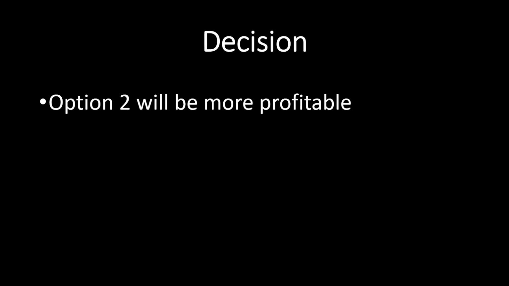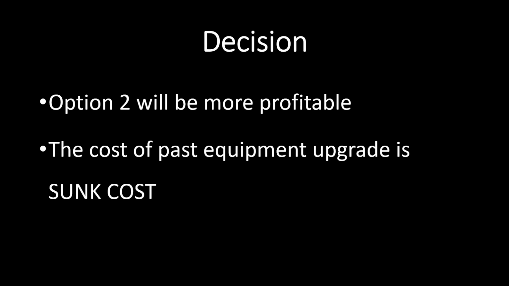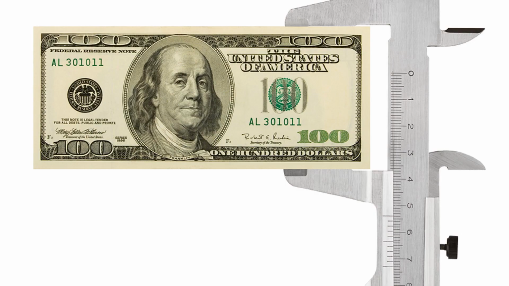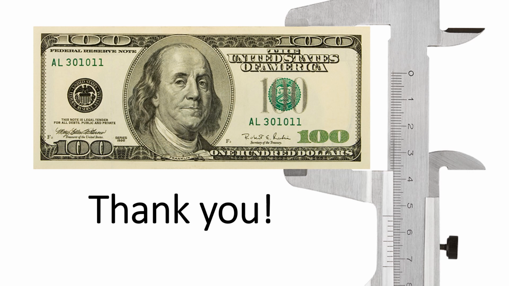This is the decision. Going through Do It 1, option 2 will be more profitable and the cost of the past equipment upgrade is a sunk cost. This is my explanation for the incremental analysis Do It 1 question. Hope it will give an idea about sunk cost and opportunity cost.